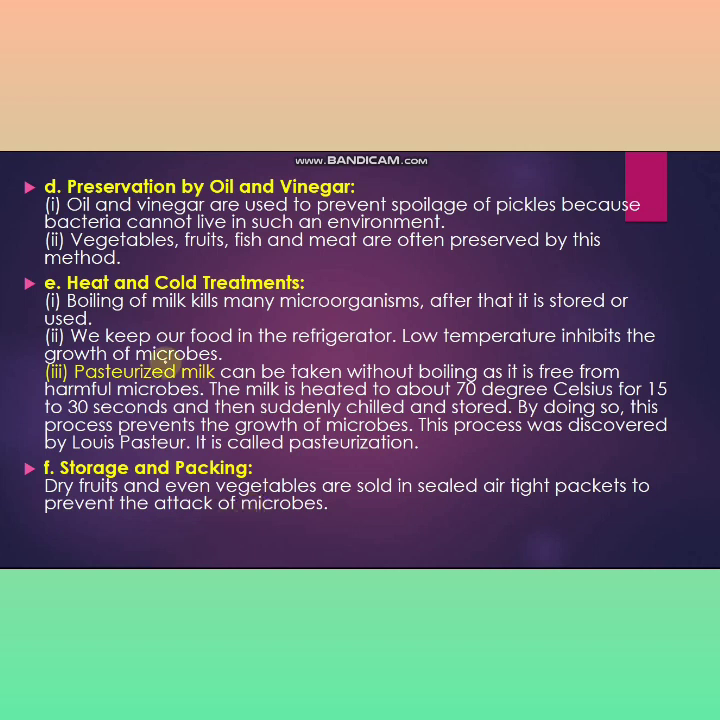Now next is the preservation by oil and vinegar. Oil and vinegar are used to prevent spoilage of pickles because bacteria cannot live in such an environment. Vegetables, fruit, fish and meat are often preserved by this method. Boiling of milk kills many microorganisms. After that, it is stored or used.